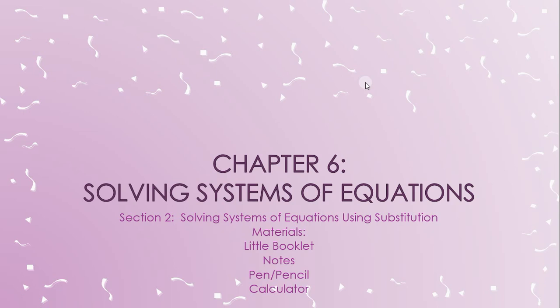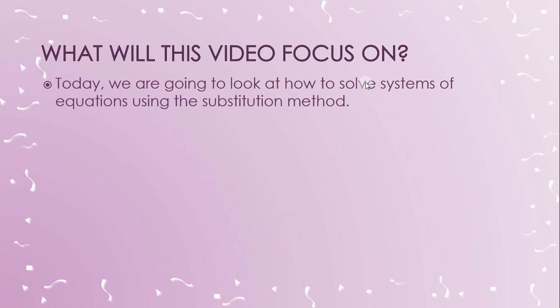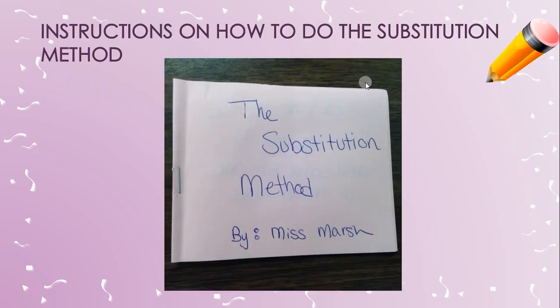So today we're going to look at section 2, which is on solving systems of equations using substitution. The materials you're going to want are that little booklet we made in class, your notes, a pen or a pencil, and a calculator. So this video is going to focus on how to solve systems of equations using the substitution method. This is another option for us instead of the graphing method that we just looked at.